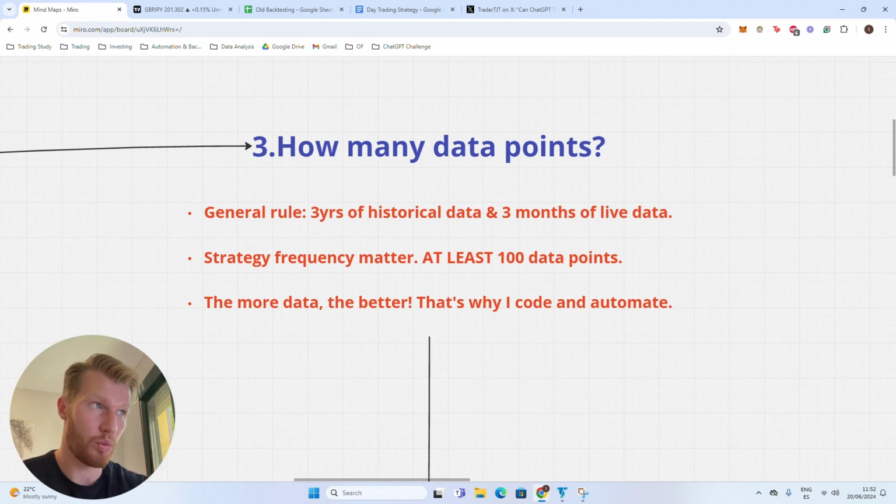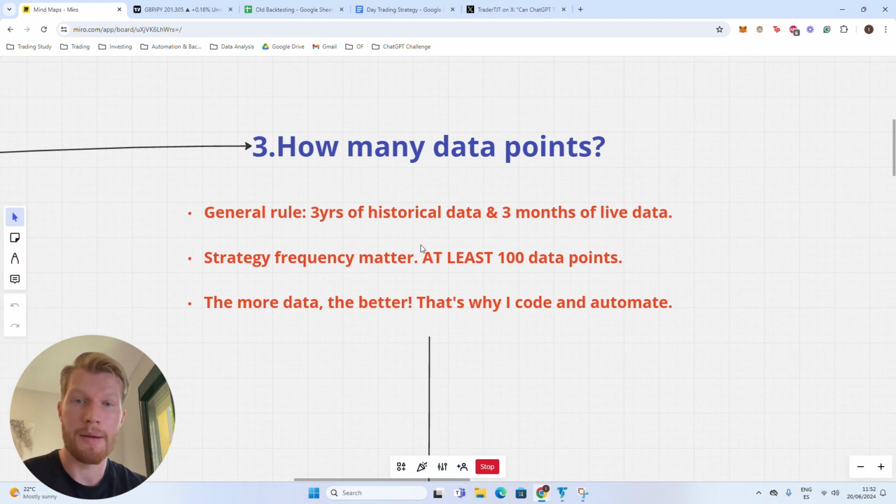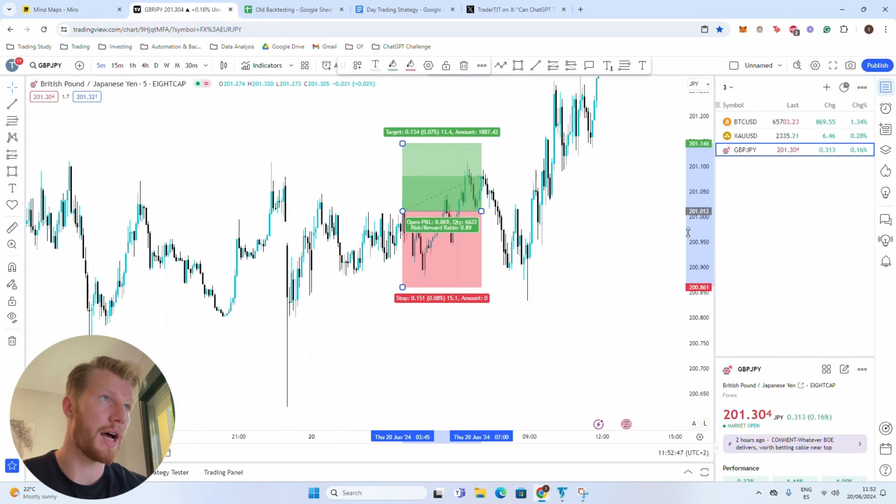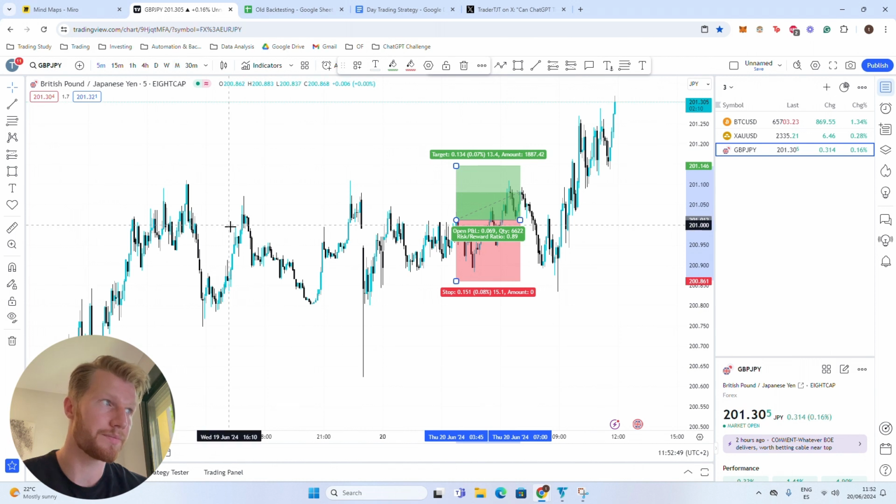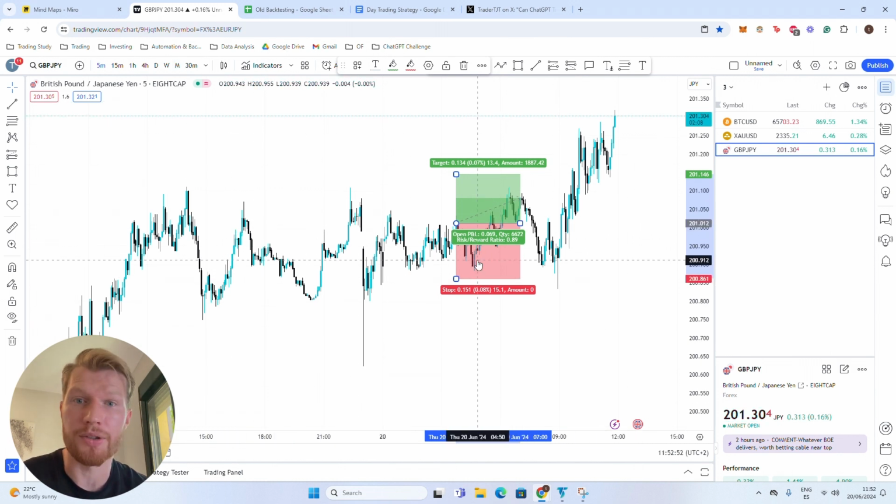But when I say this, 3 years of data, it's backtesting data, 3 months of live data, the frequency of the strategy does matter. Because, let's say, again, back here, I have 3 years of data with a 5-minute scalping strategy, which executes 2 trades a day. Well, I'll have 800, 1,000 backtesting points, whatever it is, if I'm backtesting across a 3-year period.